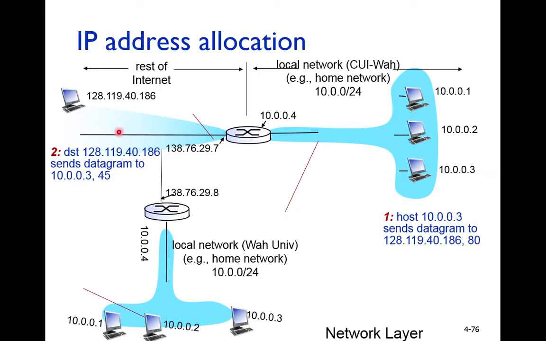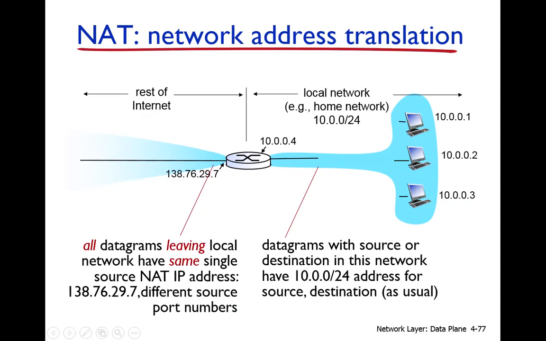So to solve this problem, we have another protocol, and that is called NAT. This is called Network Address Translation. This is another concept. Okay, it is used. And what is it? We will discuss it through an example.